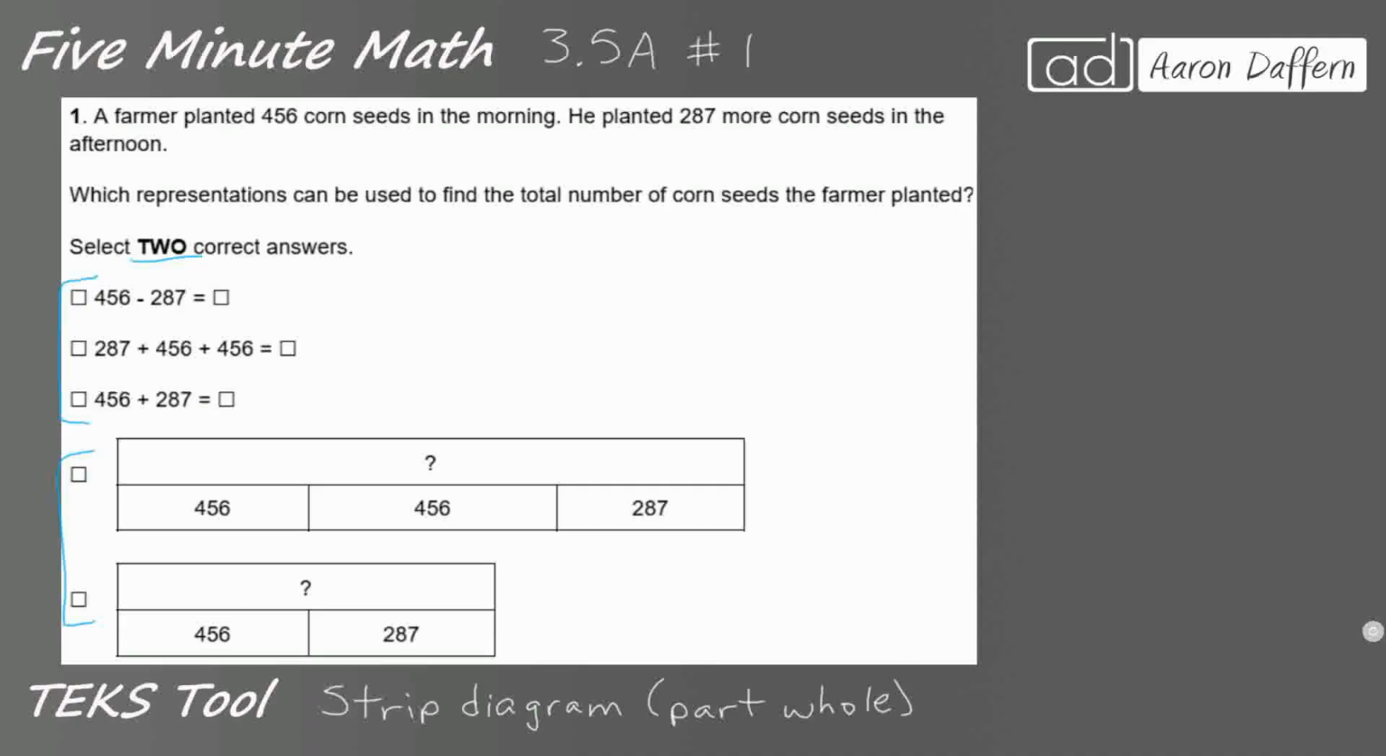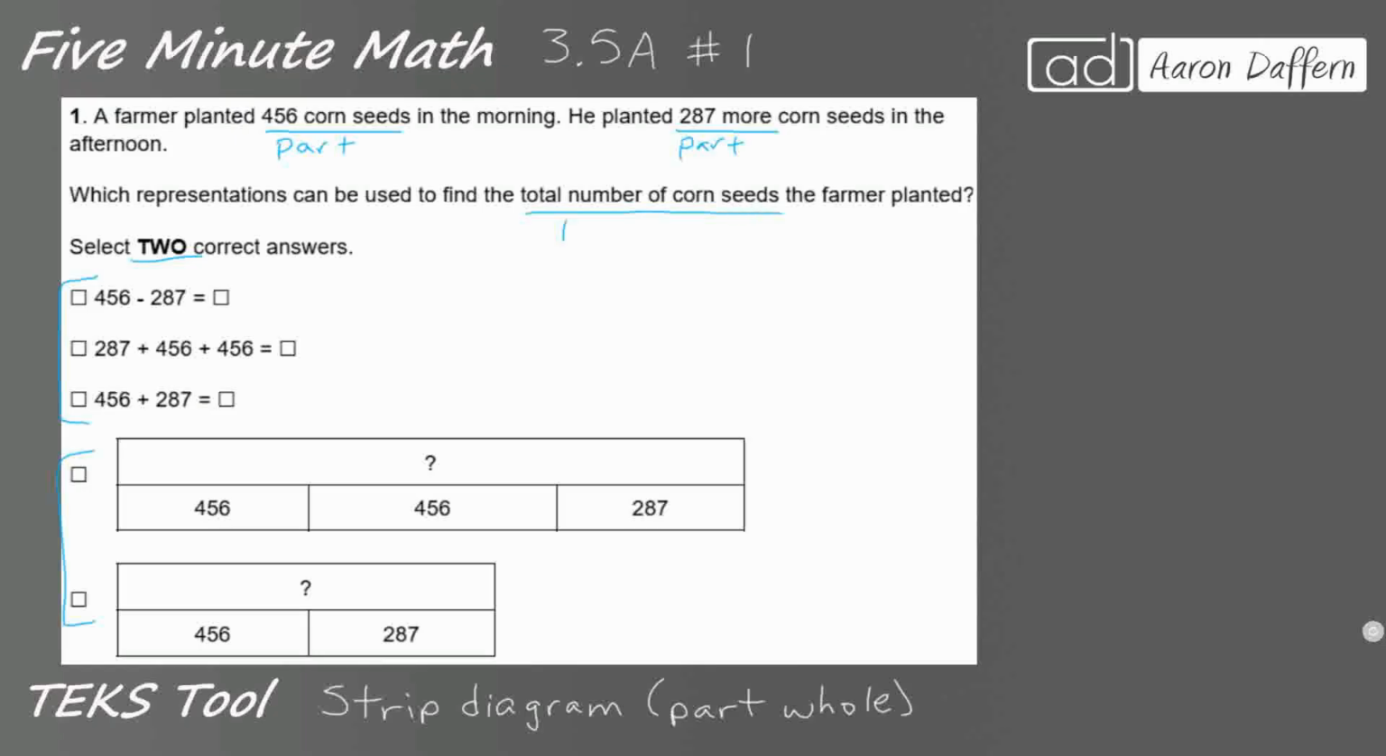So let's take a look at our problem and see if we can get some clues as to what exactly is happening. So a farmer planted 456 corn seeds in the morning. All right, so this looks like this is going to be a part of our whole. Looks like we're splitting it up into chunks, right? So we've got two different parts, 456, and then he planted 287 more corn seeds in the afternoon. So 287 more in the afternoon. So that looks like a part.